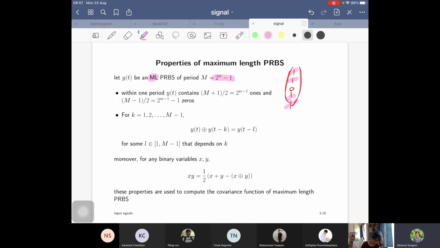Then we will see that in one period, in one maximum length, because there are a number of possible states, if we include 0, the number of possible states is 2^n. Of course, if we want to count how many ones, it's going to be half of them. That's why in one period, your y_t contains 2^(n-1) ones.